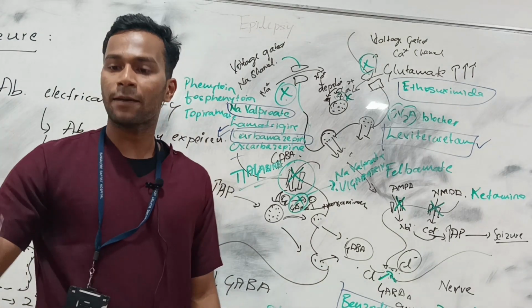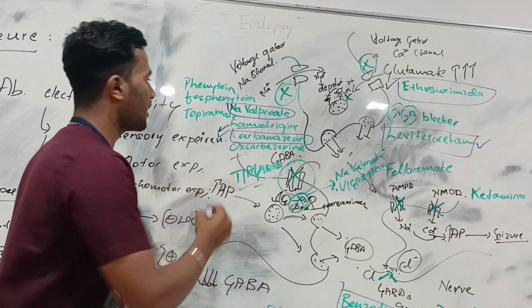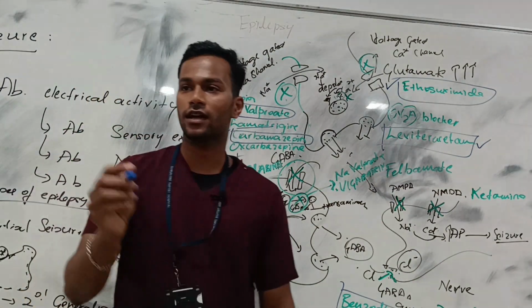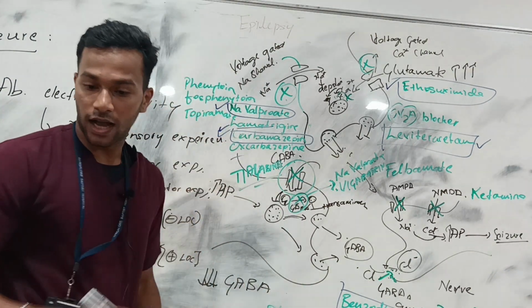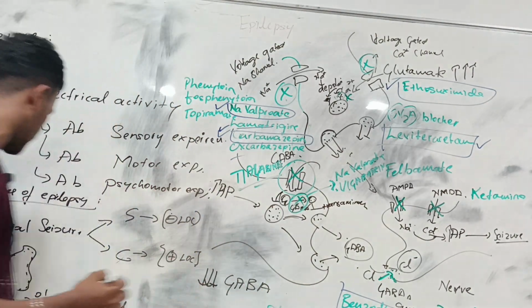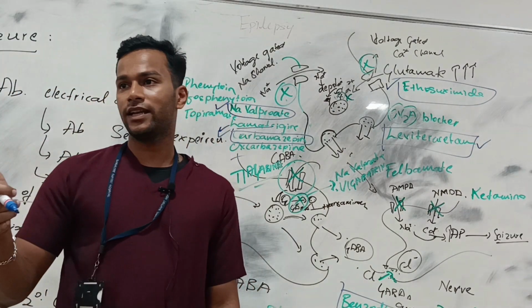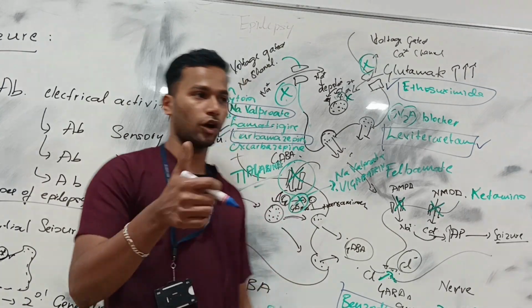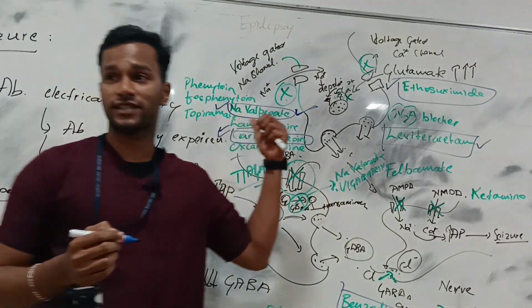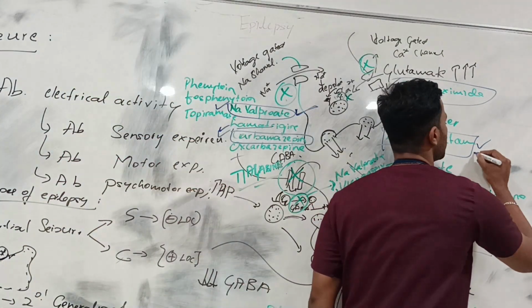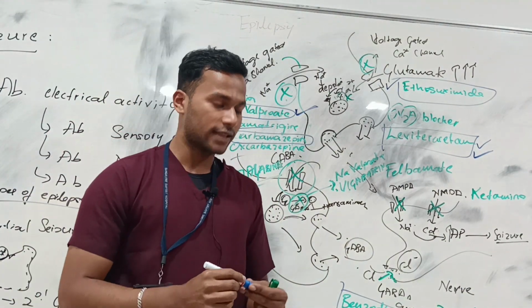In case of absence seizure, ethosuximide is the first choice. Then comes sodium valproate, which can also be used in absence seizure. For generalized seizures, carbamazepine is not used. One thing you have to note. Sodium valproate is mainly used in generalized seizure. The other drug of choice is levetiracetam.